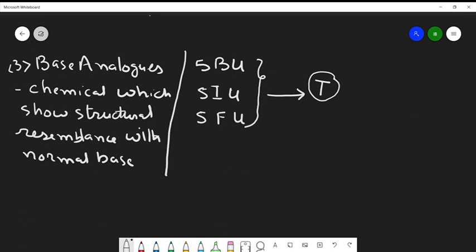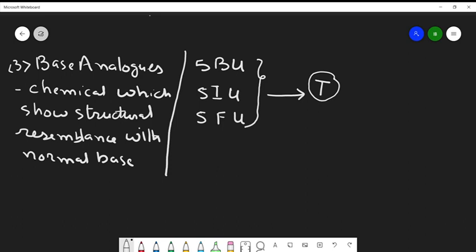sometimes these base analogues get incorporated. When base analogues get incorporated in place of the normal thymine, this results in a change of pairing again, and it results either in deletion or in substitution type of mutations.